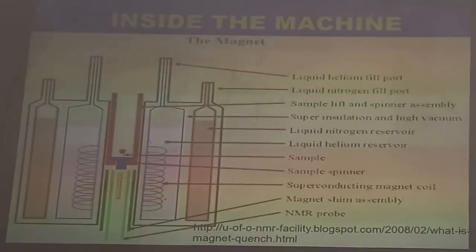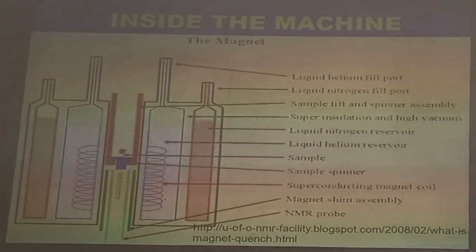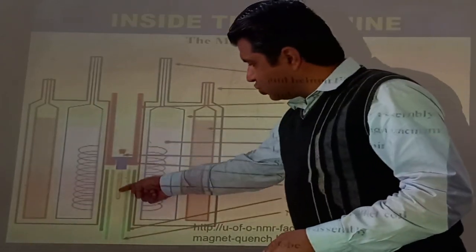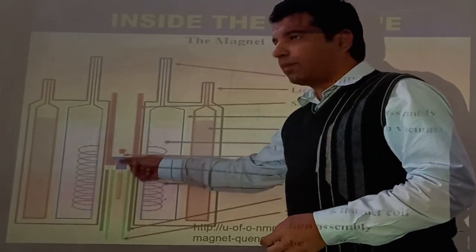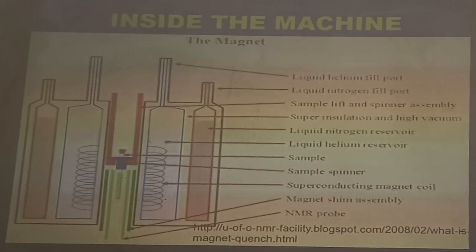Now let's see what's inside the NMR machine. As I told you, that cylinder type structure actually has the magnet inside, and this is the inside of that cylindrical structure. So you see right in the center, this tube, this is the NMR sample tube. You insert your sample in this tube with the help of a syringe. It's in solution form. You prepare a solution of your sample in a deuterated solvent. Once you have the solution, you insert it here.